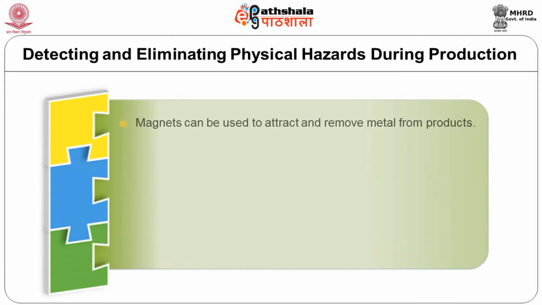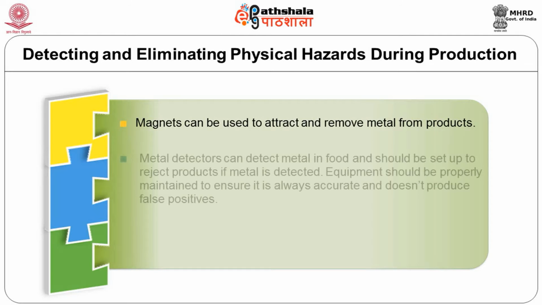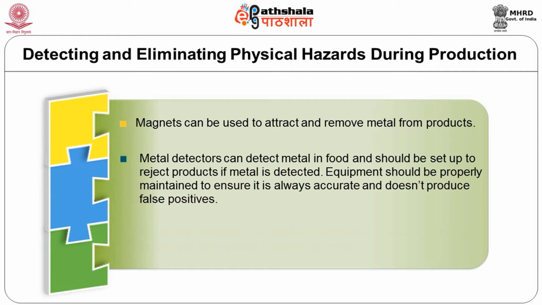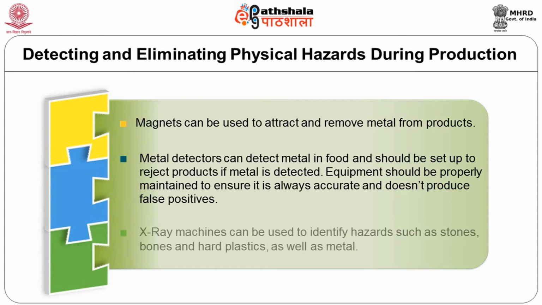That is, magnets can be used to attract and remove the metals from products, or use of metal detectors that can detect the metals in the food, and these should be set up in order to reject the products if metal contamination is detected. The equipment should be properly calibrated as well as maintained to ensure it is always accurate and doesn't produce false positives. The X-ray machines can be used to identify the hazards such as stones, bones, hard plastics, as well as metals.